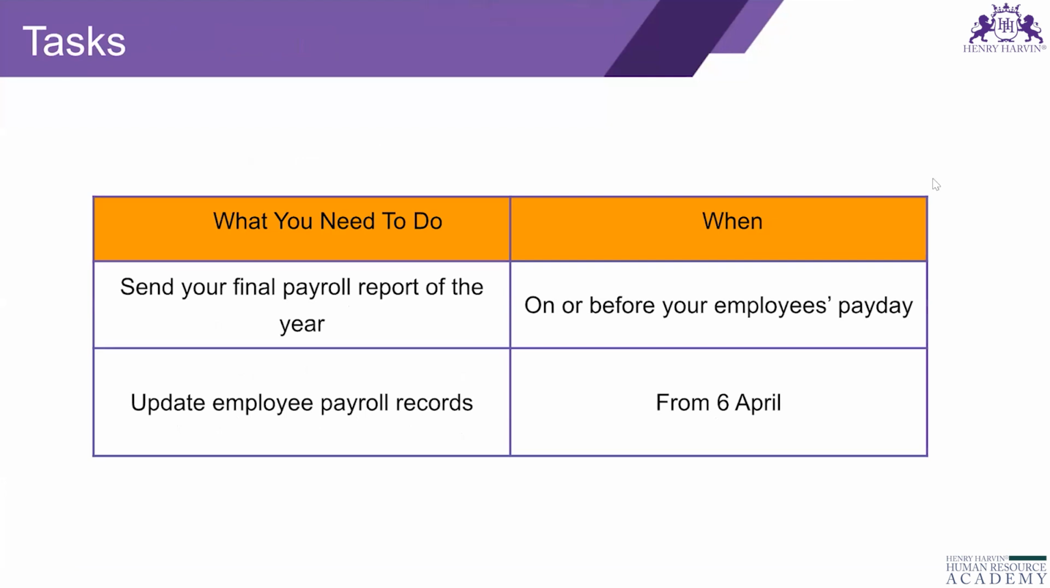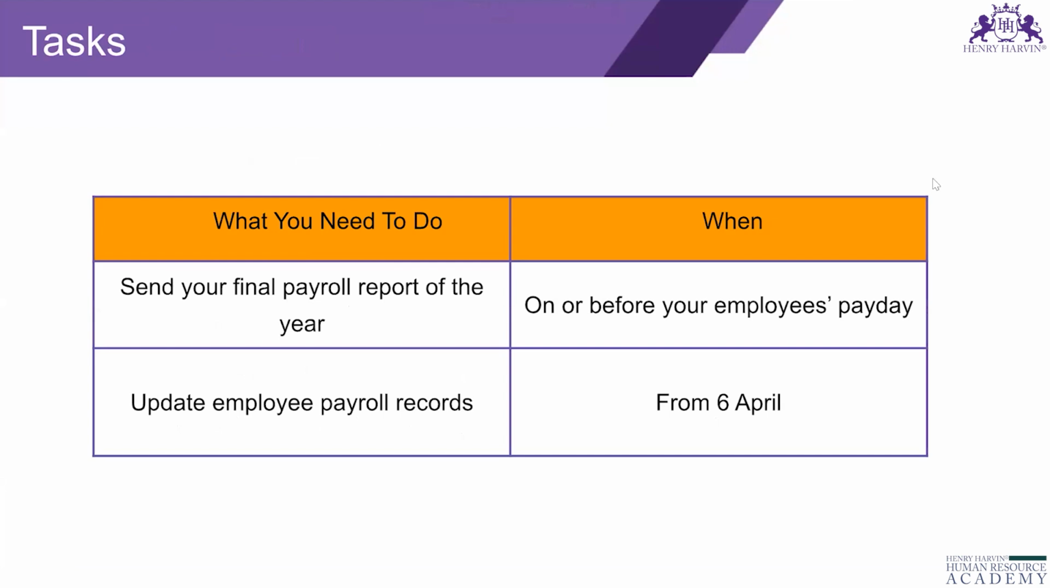Send your final report of the year to HMRC on or before your employee's payday. That is the last payday. If it is March, you can send the March final report to HMRC. That is the last month's report of the financial year. Update employee records from 6th April. Here comes the tax code update.